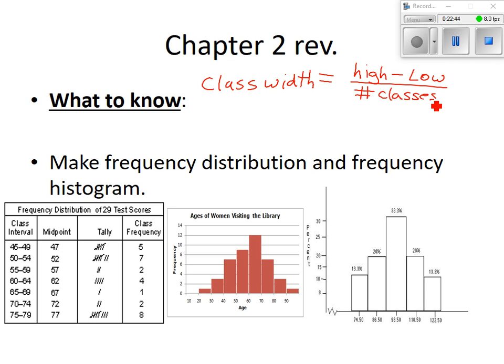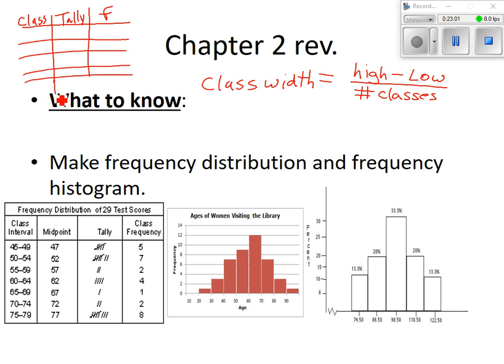Once we find the class width, remember your frequency distribution looks like this. You got your classes here. Then you may have a tally chart. Then you have your F, which is your frequency. Let's say we want four classes this time. Somebody give me the highest number in our setup. 72. Give me the lowest number. 16. All right, start. What'd you say, Riley? 30? And we want four classes. Somebody help me out. What's 72 minus 30? 46. 42. What's 42 divided by 4?